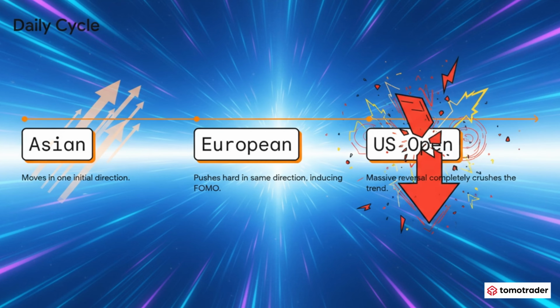And this is totally deliberate. It's designed to build massive retail FOMO. Everyone jumps in, convinced a huge trend day is unfolding. But then, New York opens. The US session kicks off with this massive engulfing reversal that completely crushes the European trend, stopping everyone out.